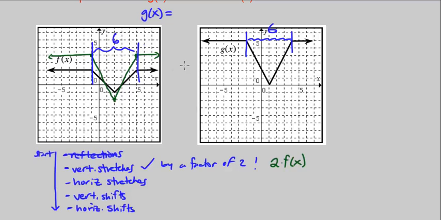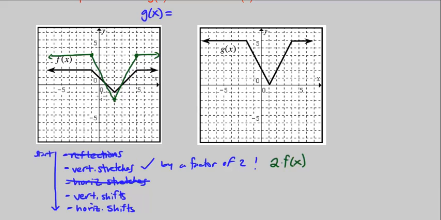So that means that right now I'm going to say there are not any horizontal stretches or shrinks taking place because there hasn't been a change in the width of that region. So I'm going to cross this out, okay? So finally, let's go to shifting.